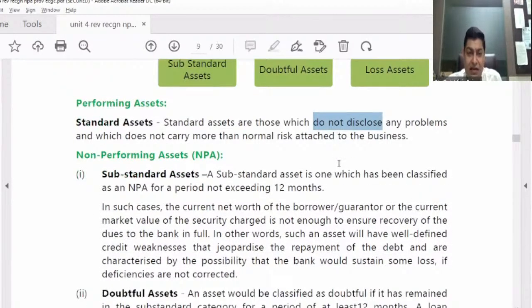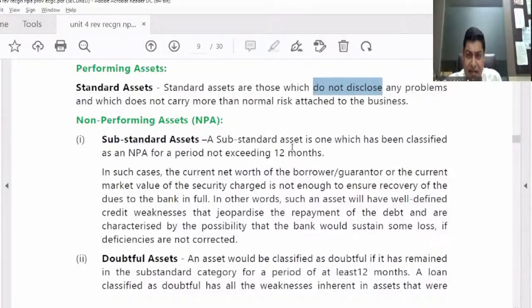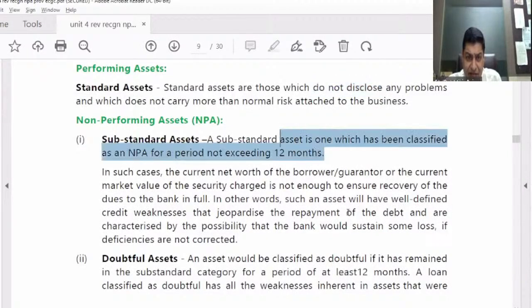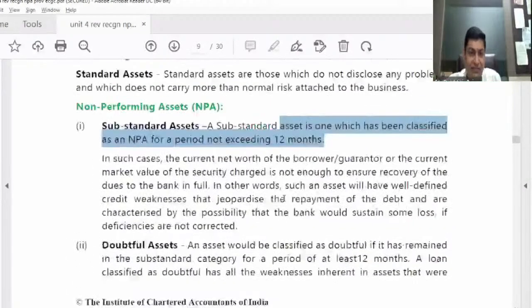Now, what are substandard accounts? A substandard asset is one which has been classified as NPA for a period not exceeding 12 months. So we can say when the account becomes NPA, for the first 12 months it is known as the substandard category. Okay, what is doubtful? It's an X category.